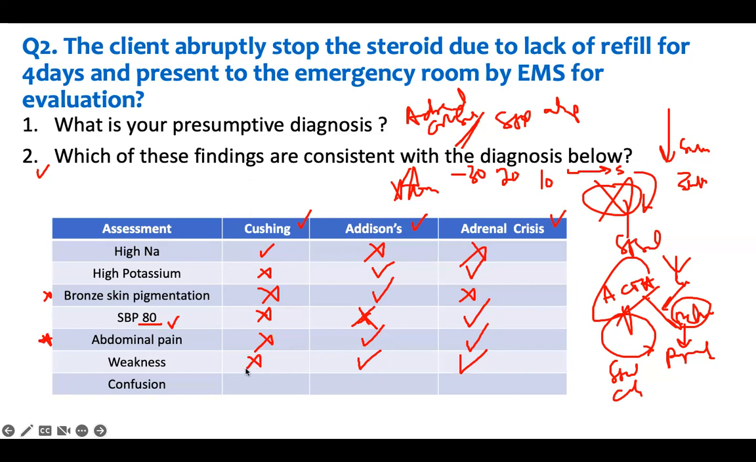Steroid, no, too much. They have too much energy. And confusion. These people are in shock. Adrenal crisis patients are in shock, and so they are confused. Addison people are not confused unless there's an emergency when they come in crisis. So there is a difference between Addison and adrenal crisis, and therefore they won't be in confusion. They'll be normal. This one too will be.